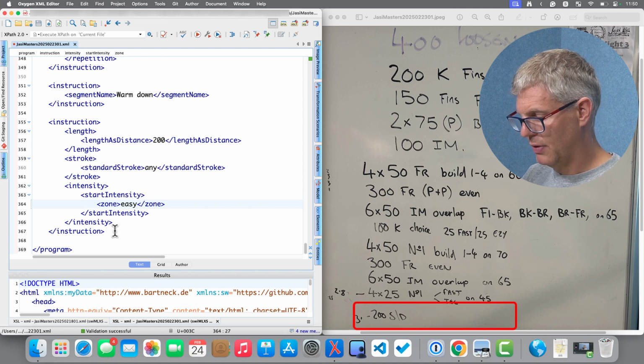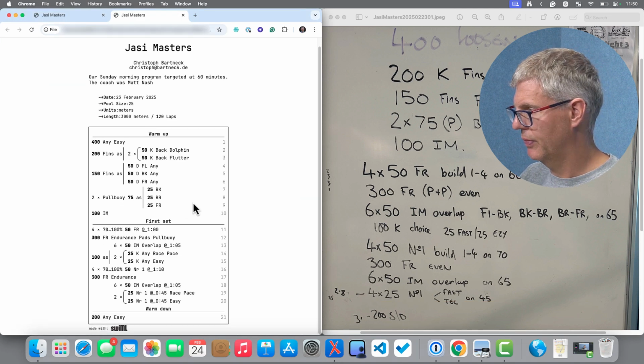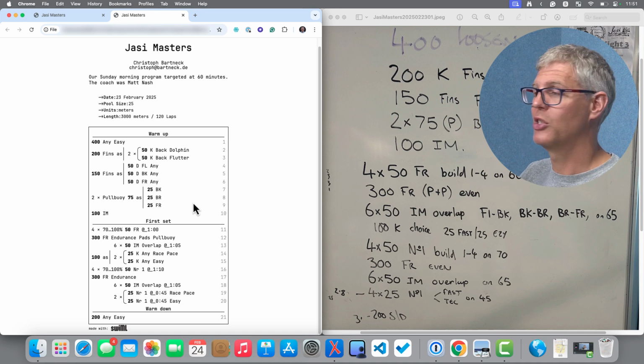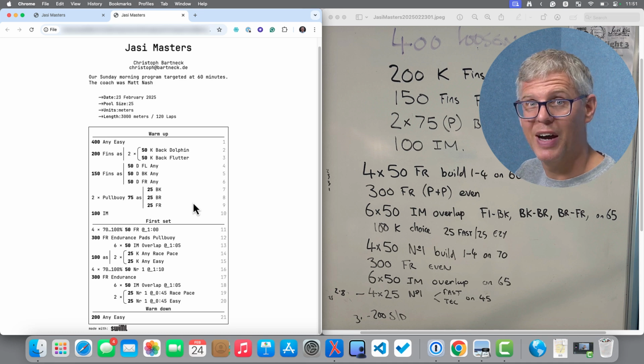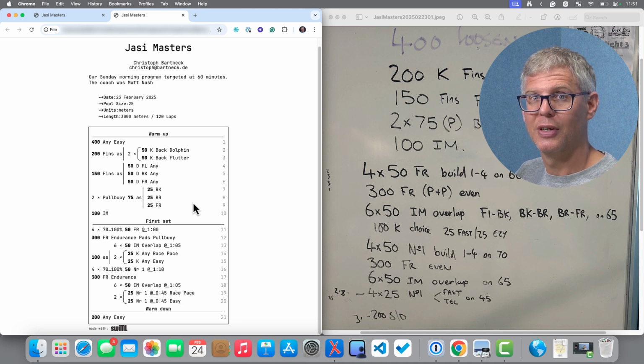This is it. Let's have a look what this looks like. 3 kilometers. That's our program. Now, that's the program of February 22nd. Nope. This is our program of February 23rd, 2025, Jasi Masters. I hope you enjoyed this demonstration of swimming ML.